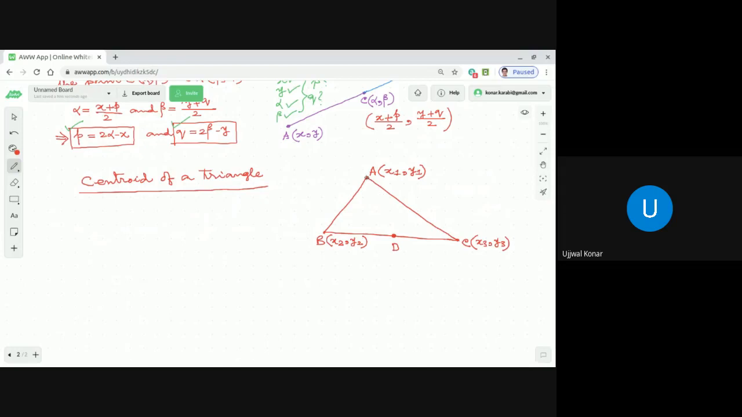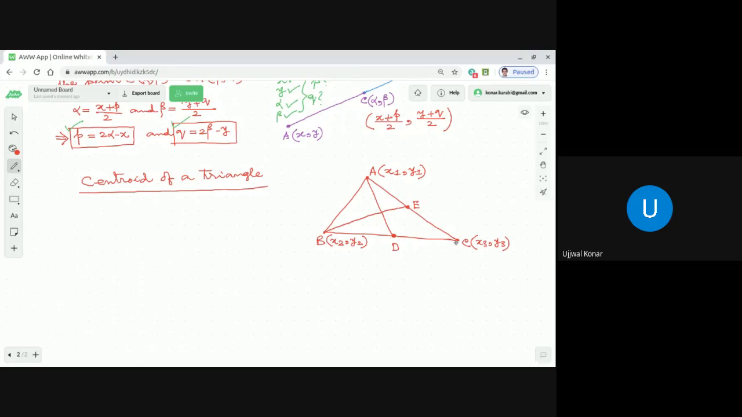And if we join this, then we call AD a median. So there are three medians. Similarly, if we find the midpoint of AC, and call it E, and join B and E, what we get is that BE is also a median.